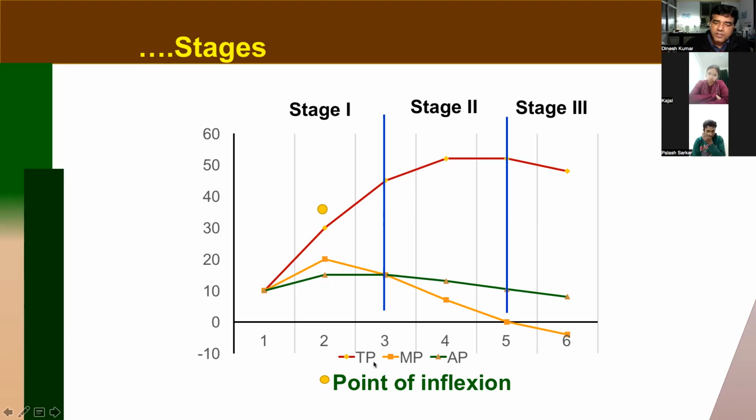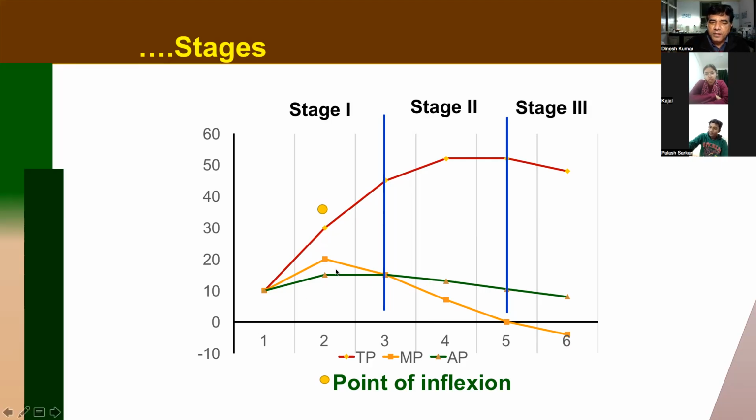Now you see this orange line, the MP line. It is increasing, and then it starts decreasing and becoming negative. So you can see the point of inflection. This is called the point of inflection, from where the nature of the curve changes. Up to this point it was increasing, but suddenly there is a change in the shape of the curve. The point from where there is a change in the shape of the curve is called the point of inflection.